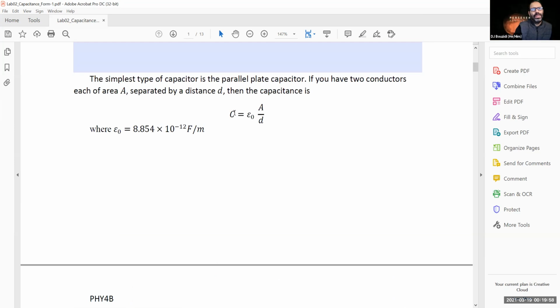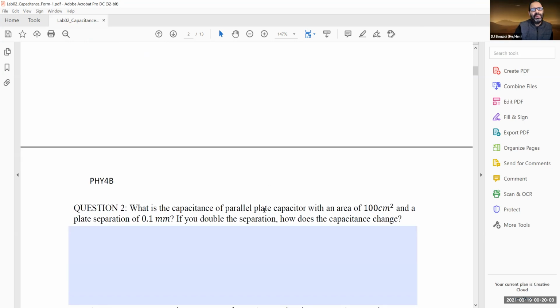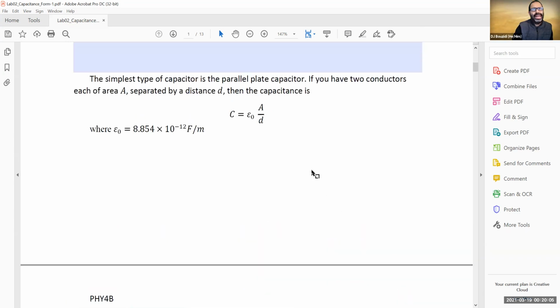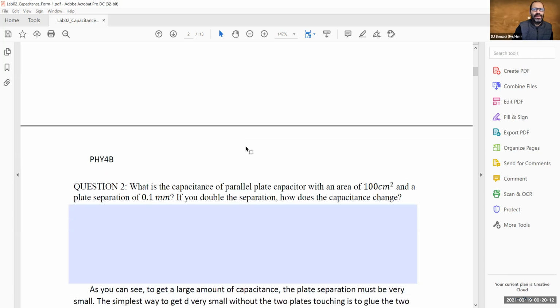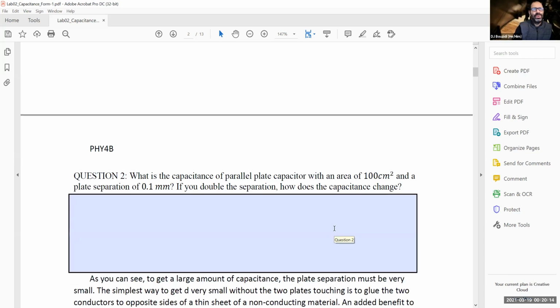Okay? So C, you're going to calculate it using this number for epsilon naught. And if you double the separation, how does the capacitance change? Again, if D doubles, the capacitance should shrink by a factor of 2. And you have to be precise in your language, because if you shrink by a factor of half, that means you double. You know that. If you grow by a factor of 2, that means you go half or something like that. So you have to be careful with the language.